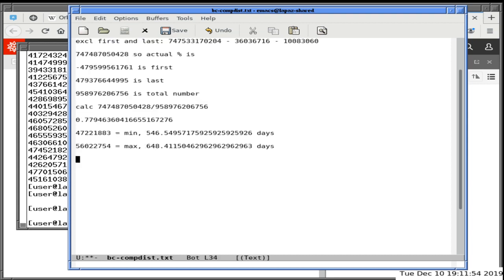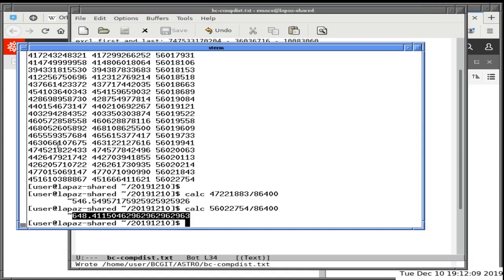So the question is, we have to explain why this is. Why is it that Mars stays further away for a variable period of time? The other thing we're going to be interested in is the difference in times when Mars starts being further away. That would be this column minus this column. And we can get that as well. Give me a sec here.